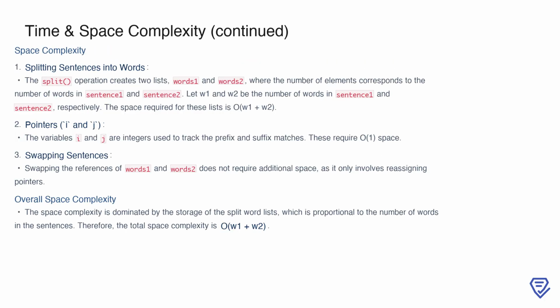Turning to space complexity, the most significant contribution comes from splitting the sentences into lists of words. When split is called, it creates new lists, words1 and words2, with a number of elements corresponding to the number of words in the sentences. If W1 and W2 represent the number of words in sentence 1 and sentence 2, respectively, then this operation requires W1 plus W2 space. Additionally, the algorithm uses two integer variables, i and j, to track the indices for the prefix and suffix matches. These variables require only constant space, O(1). The swapping of references for the word lists is also a constant time operation, as it does not involve duplicating any data. Altogether, the dominating factor in the space complexity is the storage of the word lists, which makes the overall space complexity O(W1 plus W2).